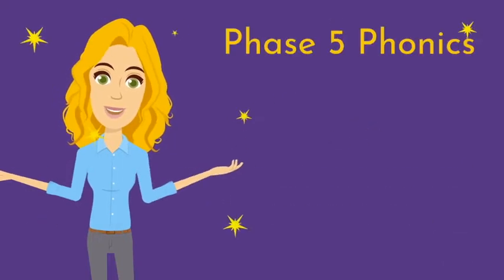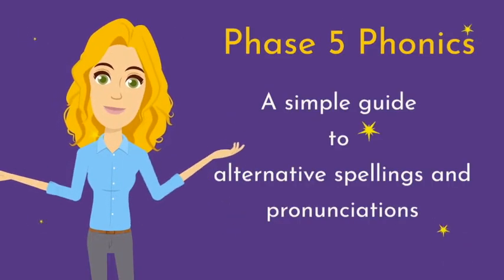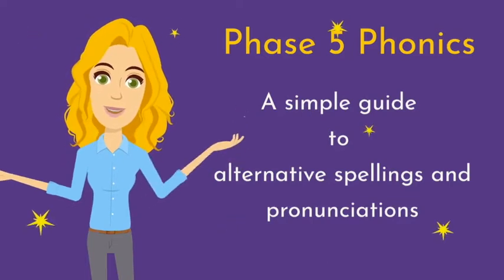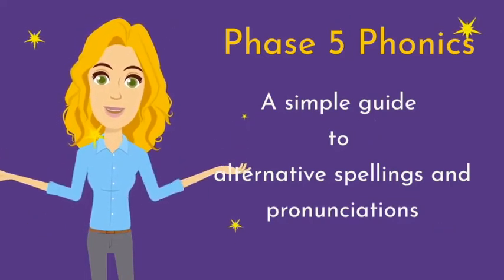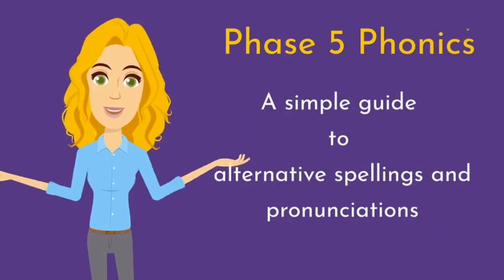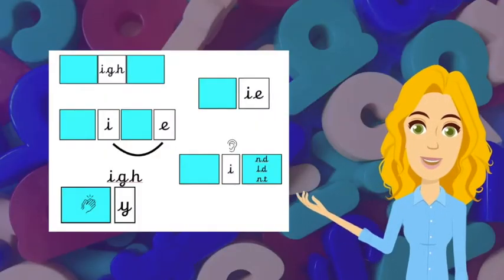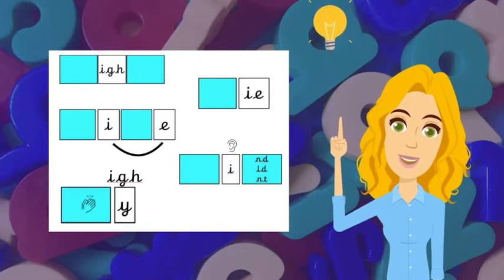Alternative spelling choices and knowing how to pronounce the same representations of letters in different words can seem like a minefield, so I've put this film together to make them so much easier to explain. By the end of this film, you'll know all of the spelling rules you'll need to teach the I family spectacularly well in Year 1 and beyond.